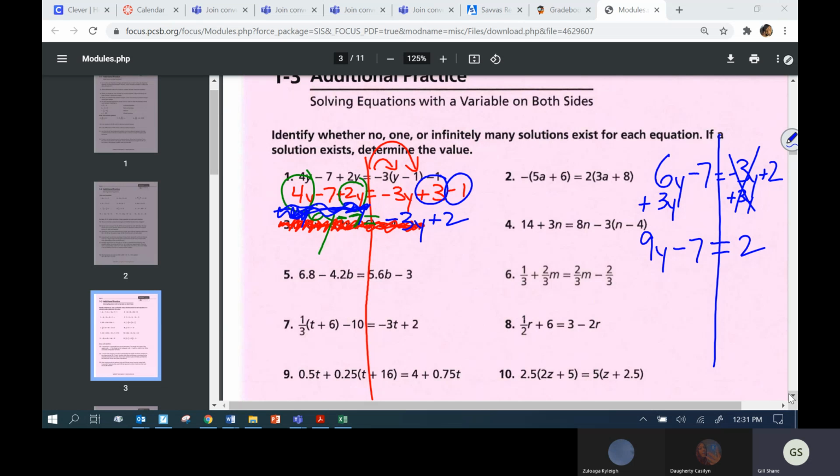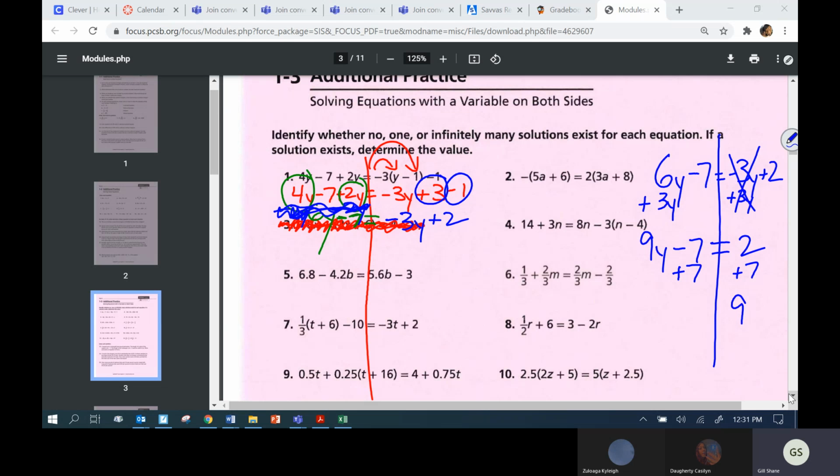Now we just have a two-step equation, which is what we skipped over in the other worksheet a minute ago. So I'm going to go ahead and just solve out a two-step equation. We always start with the term that doesn't have the variable we're solving for. So here we're solving for y, so the term that doesn't have the y in it is the 7. So I want to start with that.